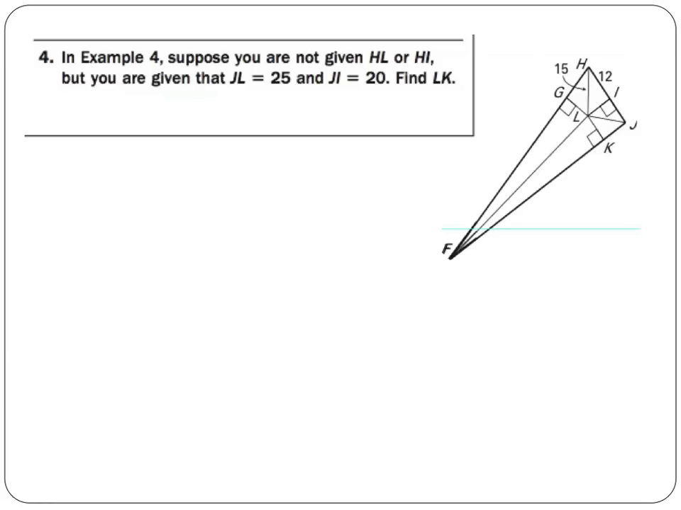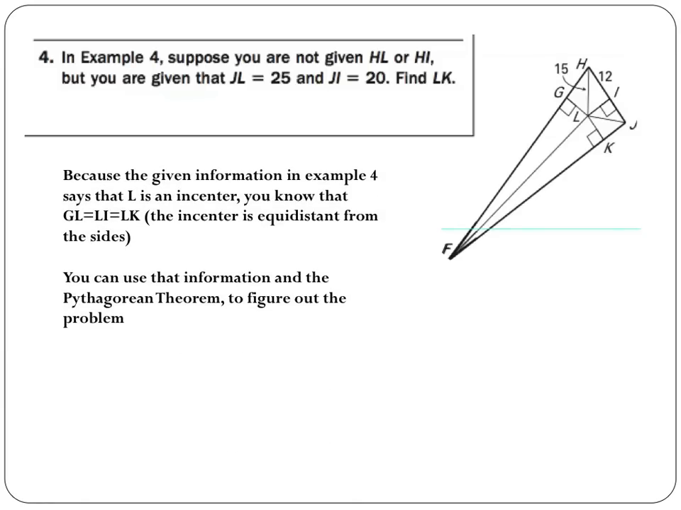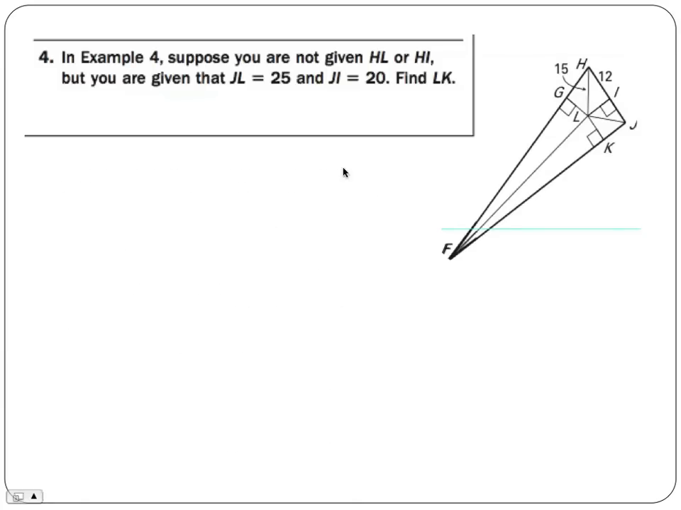And this will be our last problem. And if we take a look at this, this is the one from before. They're just changing this up a little bit, and they are just saying that suppose you weren't given HL or HI, and you were given different things instead. You were given that JL here is 25 and IJ is 20.